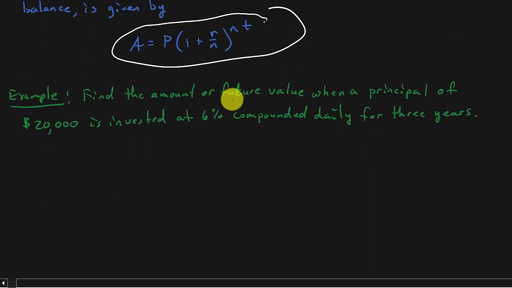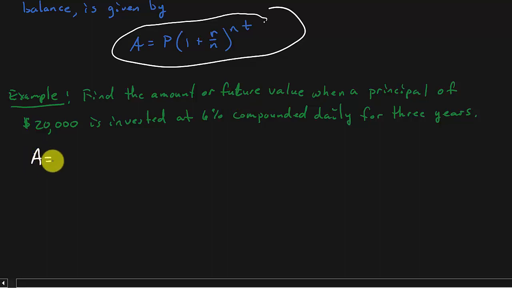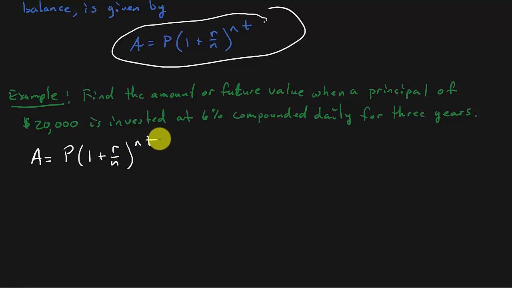So find the amount or future value when a principal of $20,000 is invested at 6% compounded daily for 3 years. All right, so you've got your formula. What I would do, and if you've watched my videos where you've got formulas in there, you hopefully remember what I said. Anytime you have to use a formula, write it down. Write down the formula. Okay? If you write it down enough, you'll remember it.